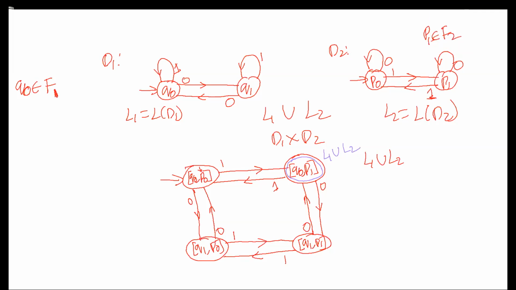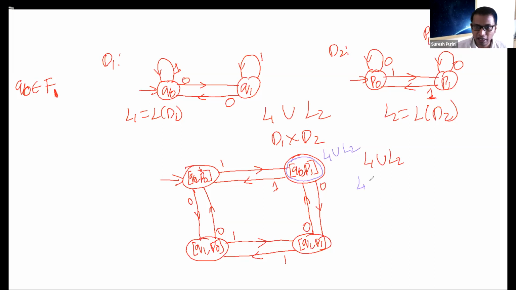Yes. This works only if you are trying to recognize the language L1 intersection L2, then this is the accepting state. But we are looking for L1 union L2. Because of that, the accepting states would be this, Q0.